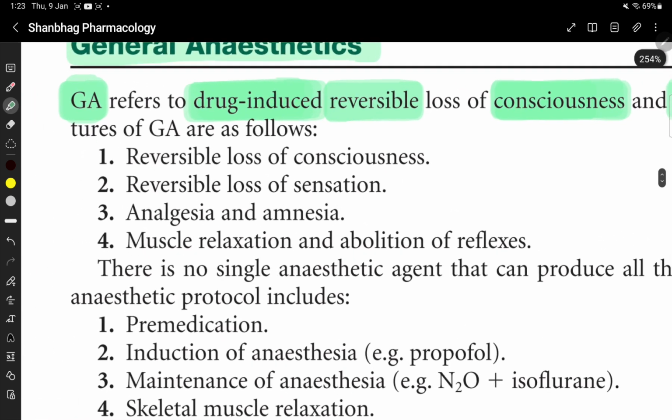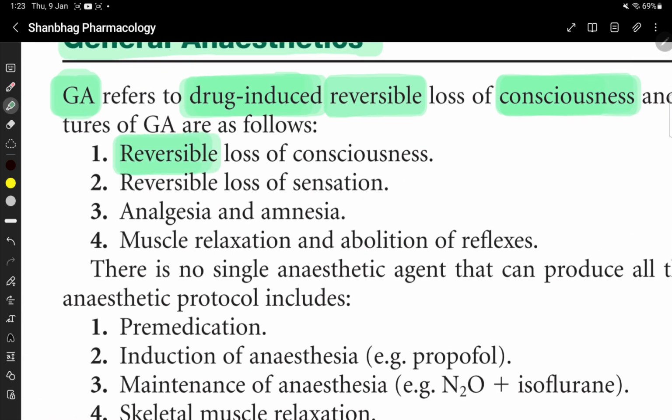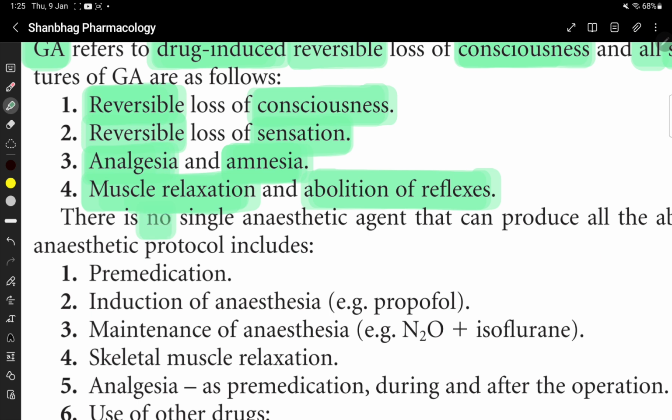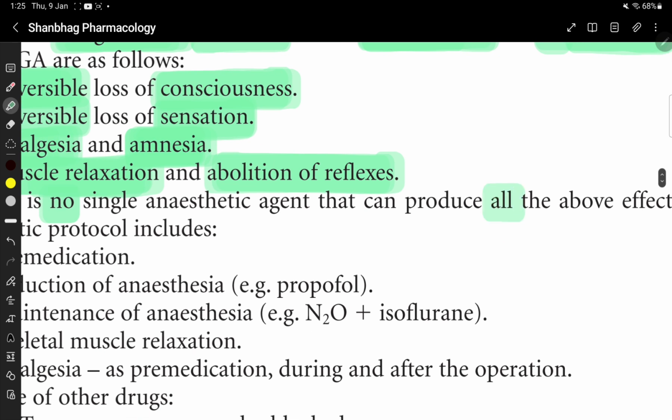The features of general anesthesia are reversible loss of consciousness, that is, reversible unconsciousness, reversible loss of sensation, also analgesia and amnesia. Amnesia means loss of memory, muscle relaxation, and abolition of reflexes. So, these are the four properties of general anesthesia. There is no single anesthetic agent that will produce all the above effects.